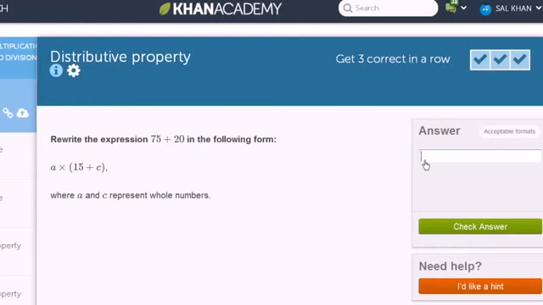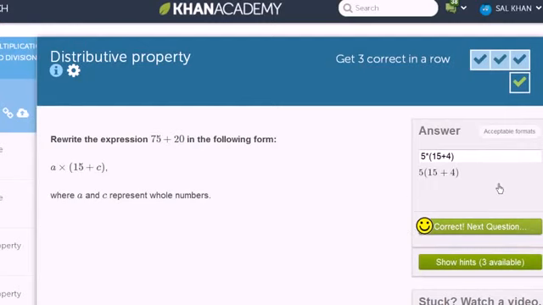So for example, 75 plus 20, we would want to factor out, let's see, we could factor out a 5, and that's 5 times, we could write that as 15 plus 4. And I should write this down as a multiplication symbol, just like this. And there you have it. We've written this in the form that they wanted, and we can check our answer.